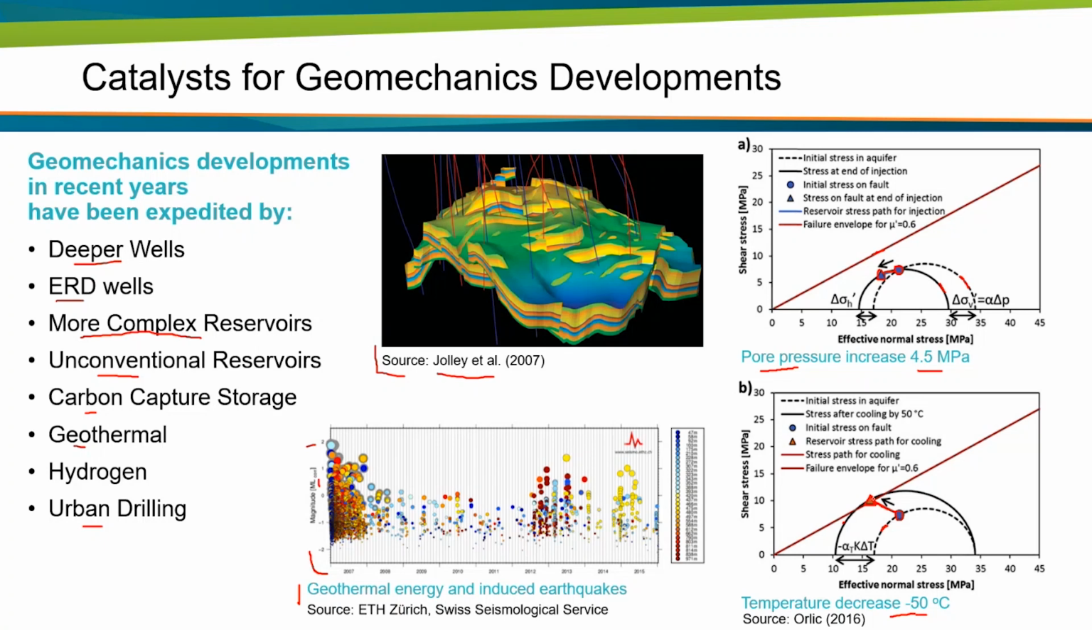So in this case, you want to reduce the temperature effect. So maybe you want to inject CO2 in a non-critical state, at a warmer temperature, at a lower pressure, so that you will have less of that gas expansion. Right. So these are the catalysts which drove geomechanics developments in the energy industry.